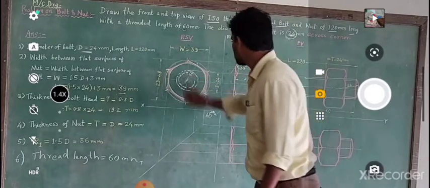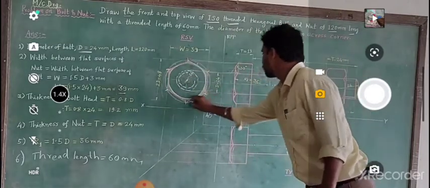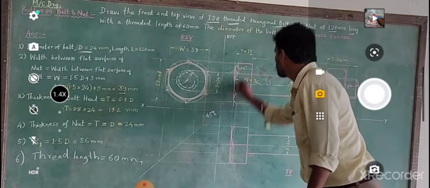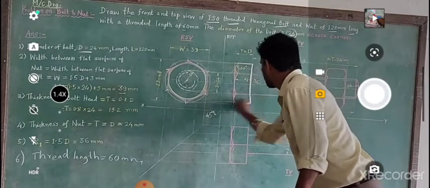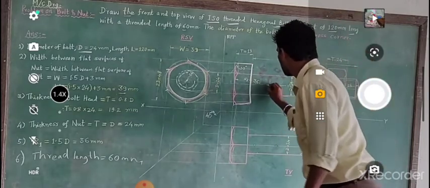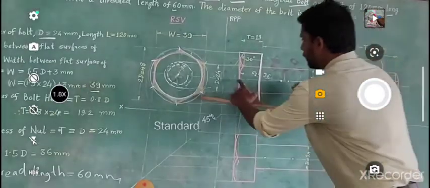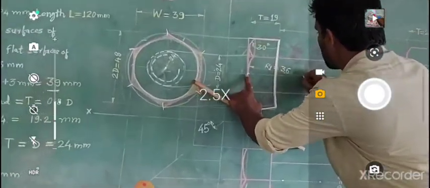So I will explain this afterwards. First of all, you project all the lines and draw this rectangle over here. After drawing the rectangle, here it is already mentioned, radius 36, you take it. From this point take the 36 mm distance.